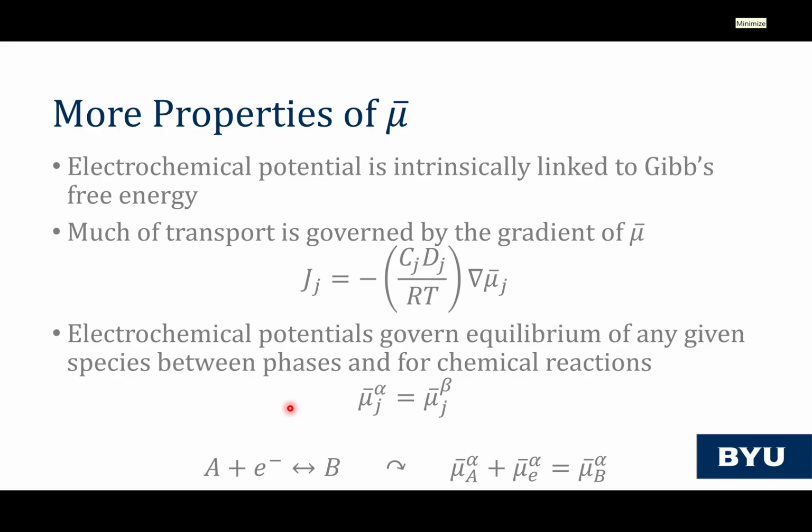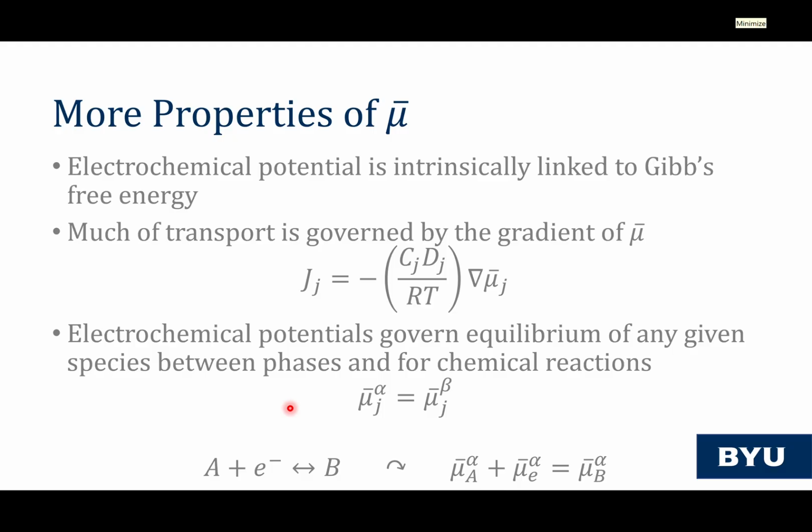A few more properties of the electrochemical potential. Because it is linked to the chemical potential, it is intrinsically linked to Gibbs free energy. We also know that transport is governed by the gradient of electrochemical potential, specifically migration and diffusion. They're both governed by electrochemical potential differences. Convection isn't. It's driven by other forces. But typically in electrochemistry, we're often dealing in systems that only have migration or diffusion, or usually both.